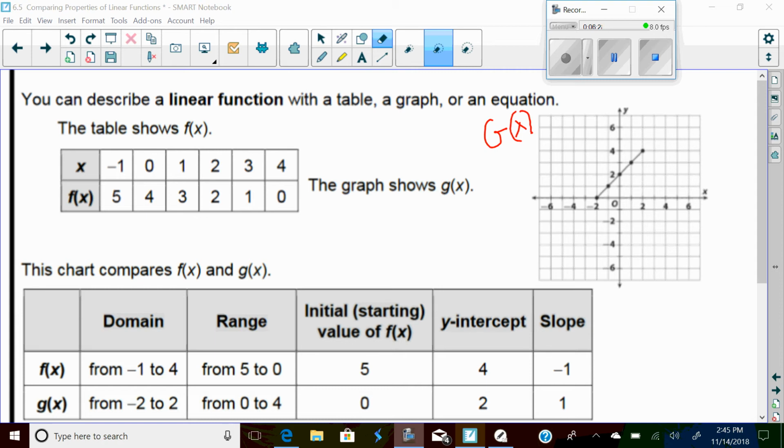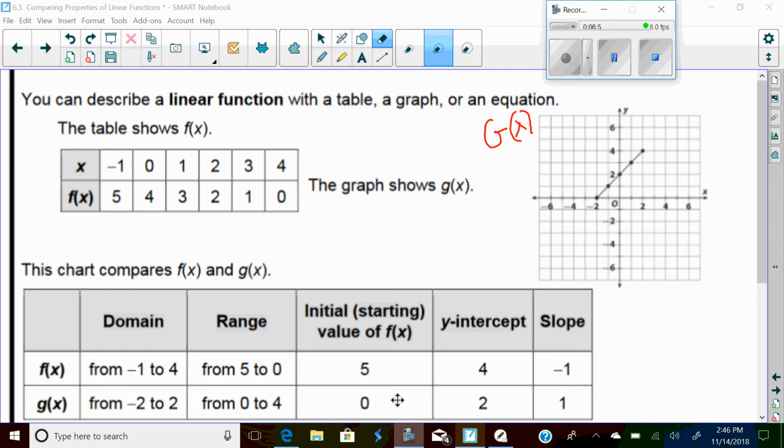So first you need to find your domain. Your domain is all your x values. So you want to find out from the graph how far to the left does it go. It goes all the way to -2. And then you say how far to the right does it go? It goes all the way to +2. So from -2 to +2 is where it goes. So that's going to be your g of x domain, from -2 to +2.